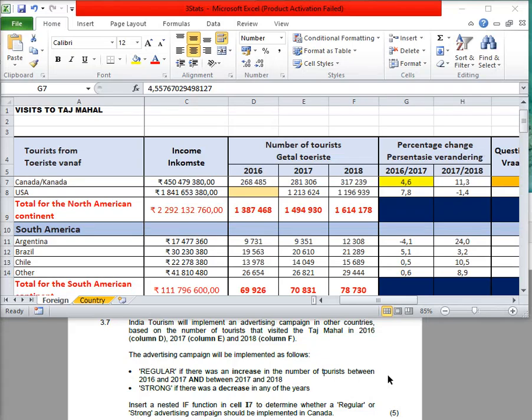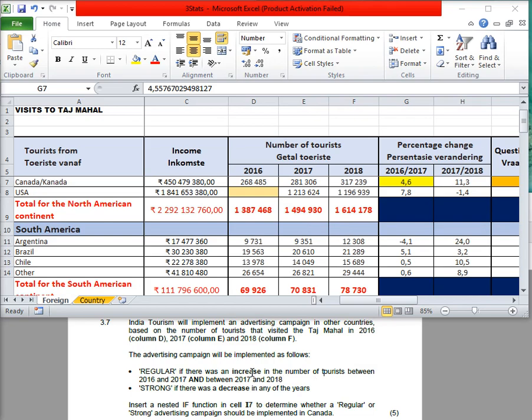Now we've got a question on if functions. Indian tourism will implement an advertising campaign in other countries based on the number of tourists that visited the Taj Mahal in 2016, 2017 and 2018. So we've already seen these numbers here. The advertising campaign will be implemented as follows.